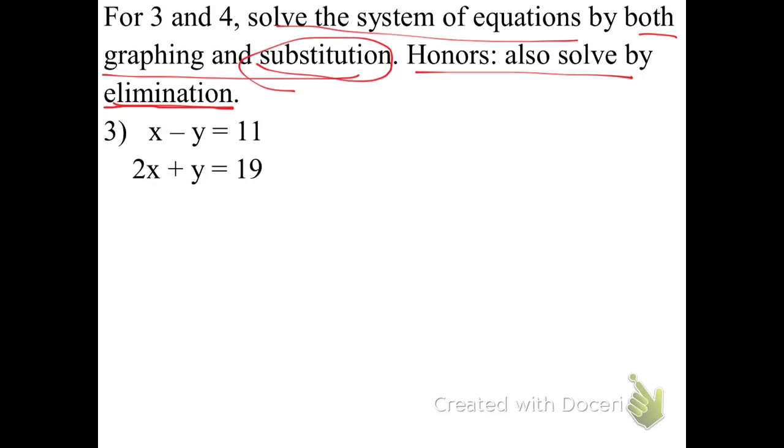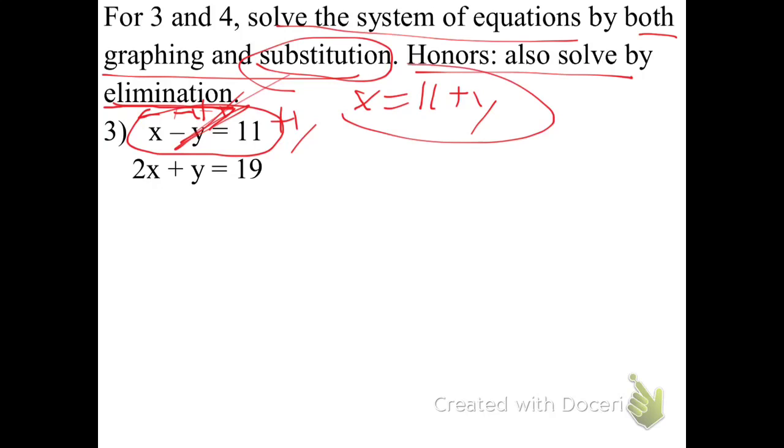To use substitution, you have to solve one of your equations for one of the variables. This one looks easiest to solve because all you have to do is add y to both sides. And so I'm going to do that. I'm going to add y to both sides of this equation. The y's disappear on the left, and now we have x equals 11 plus y.